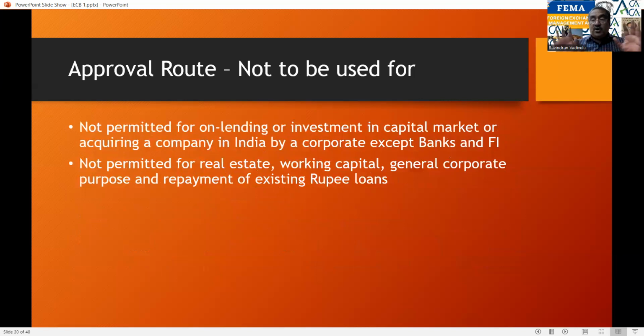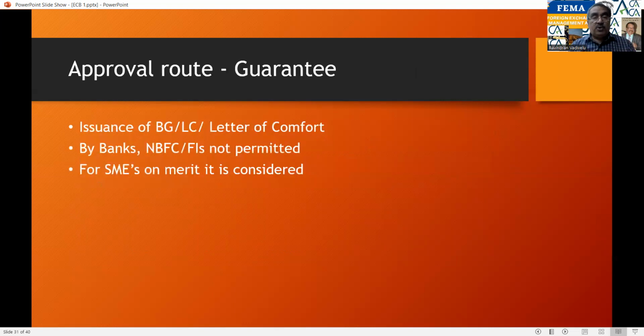And where it should not be used, that also it is there in the approval list. That is, it is not permitted for on lending or investment in capital markets or acquiring a company in India by corporate except by banks and financial institutions. It is not permitted for the real estate, working capital, general corporate purpose, and repayment of the existing rupee loan. These are all the purposes for which you cannot use the approval route.